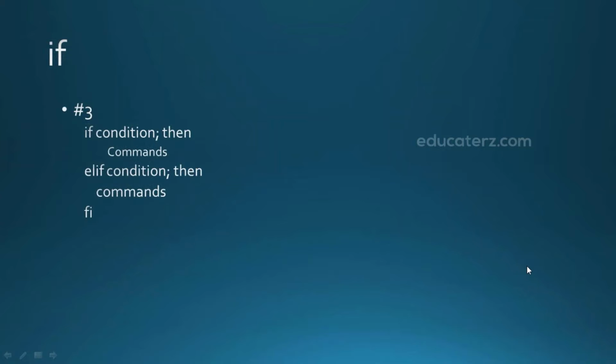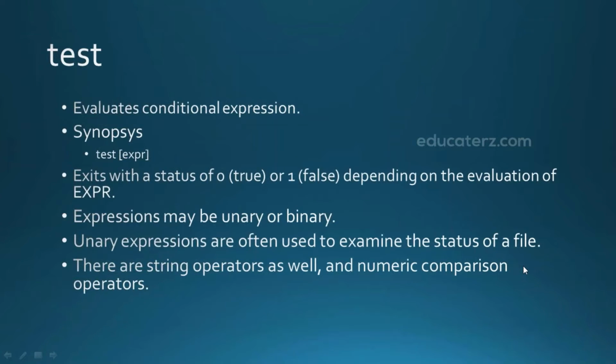While working with the if statement, the condition has to be evaluated. This evaluation process is done by test. So we'll now look at what test is. Test is used to evaluate conditional expressions. If you see the synopsis, it's very simple: test space the expression whichever you want to check. After the execution of that particular test, it would give some exit status. If the exit status is 0, then we can consider that the test resulted true. If it results in 1, then we can consider that the test expression is false.